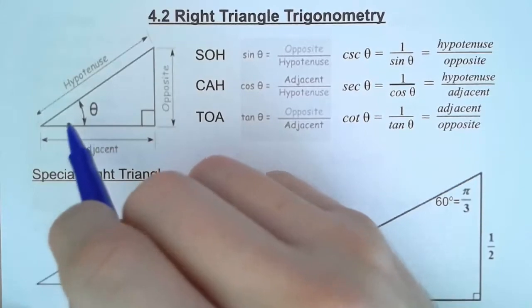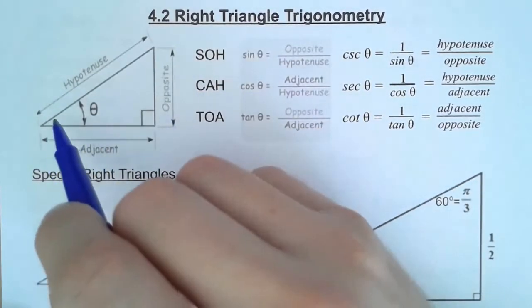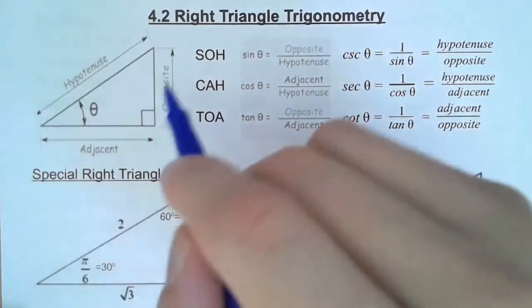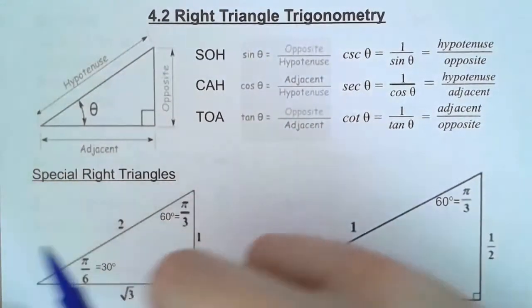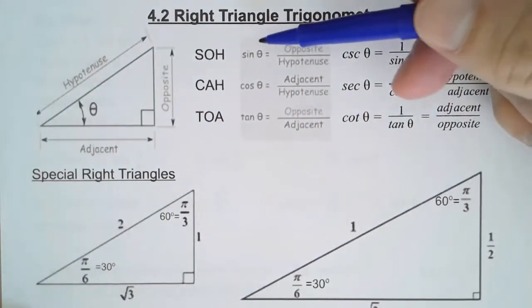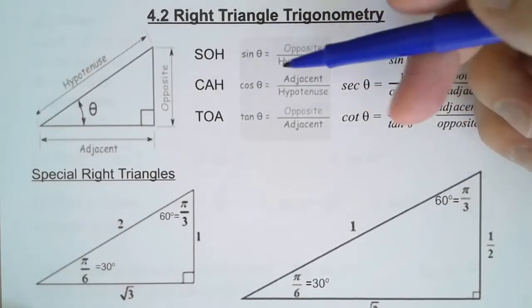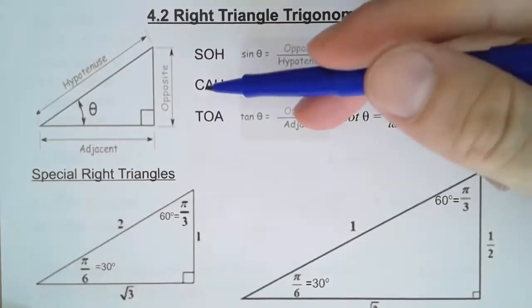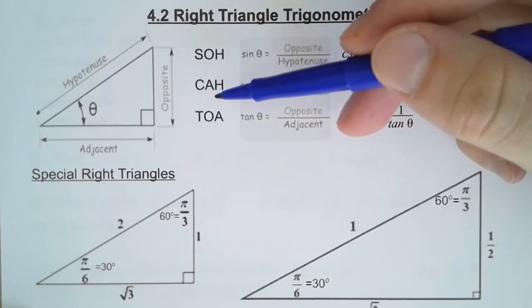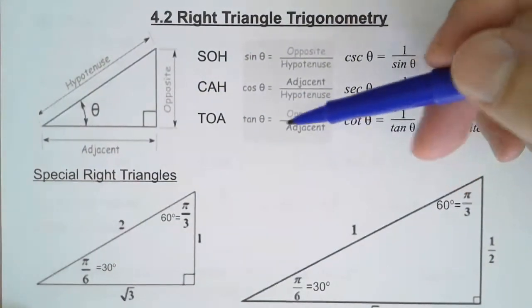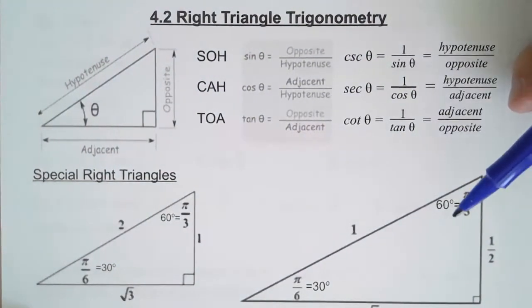If you pictured standing at this angle and shooting an arrow, the side that you would hit is the opposite side. And so then, of course, we have sine is opposite over hypotenuse. You can remember that with SO. Cosine is adjacent over hypotenuse. That's CA, C for cosine, A for adjacent, H for hypotenuse. And then we've got TOA for tangent.